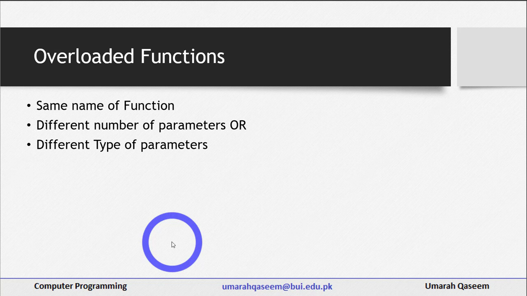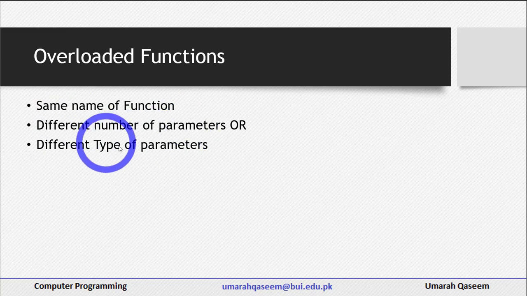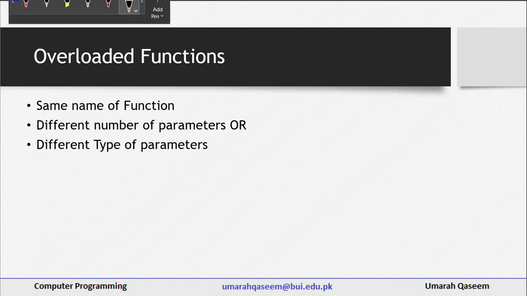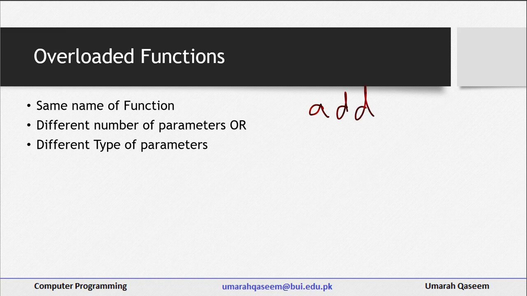An overloaded function is a function that has the same name but a different number of parameters or different types of parameters. So what do we mean by that? Let's look at that. Let's say we have a function named add, and it's taking an integer variable, and its return type is int.